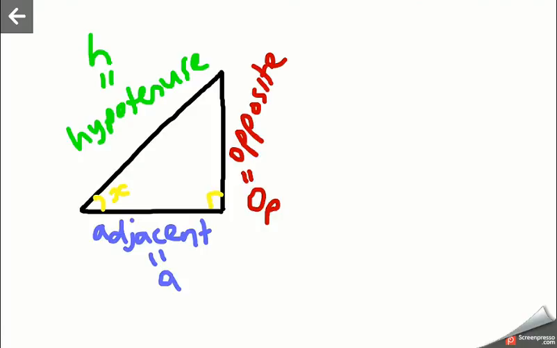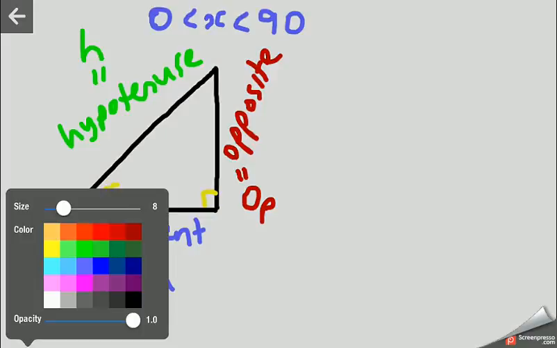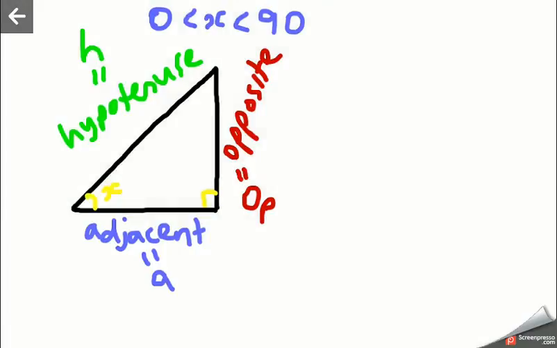All right, and of course, we can see just from the picture that I've drawn, by the definition of triangles, that it must be the case that 0 is less than x, which is less than 90 degrees. Okay, so we can define our trigonometric functions now for 0 less than x less than 90 degrees. And our trigonometric functions are going to be defined as follows.